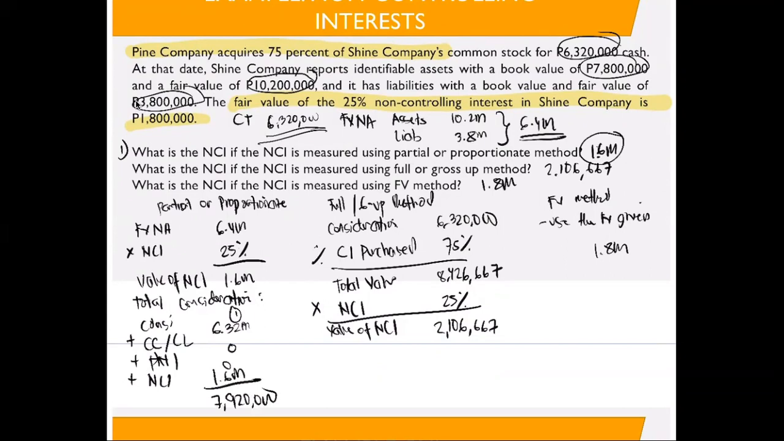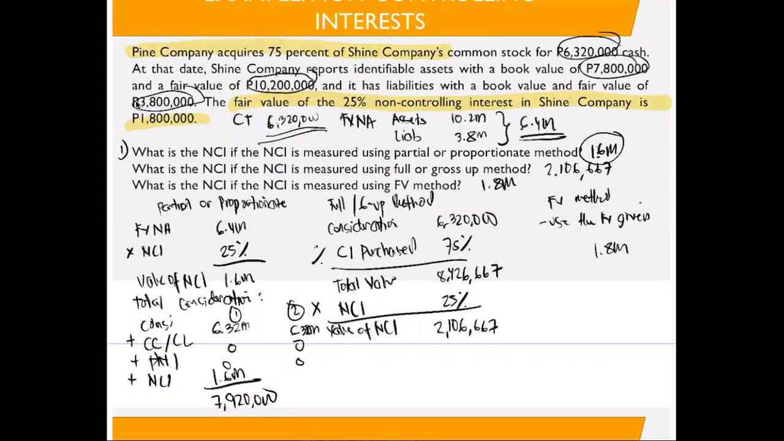7,920,000. So we will just need to add it. How about for assumption 2? What is the consideration? It will still remain as 6,320,000. Contingent consideration or contingent liability is 0. Previously held interest is 0.